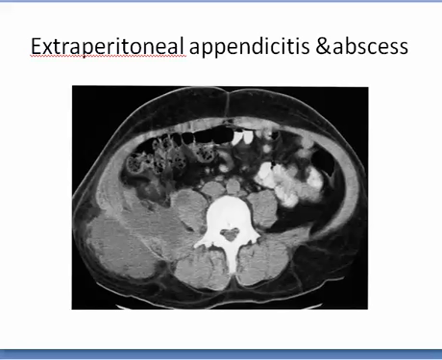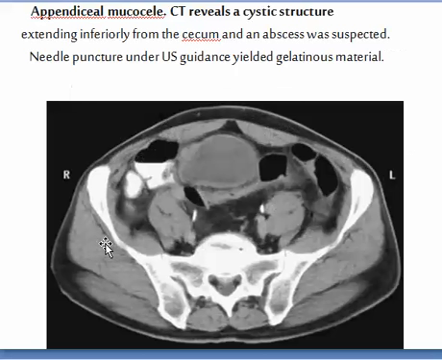Extraperitoneal appendicitis and abscess. The abscess may perforate or may be extraperitoneal in location, or it has access to the extraperitoneum, and thus if an abscess occurs, it will involve that extraperitoneal region and bulge posteriorly into the gluteal region. Now, appendicular mucocele, with this sausage-shaped appearance.